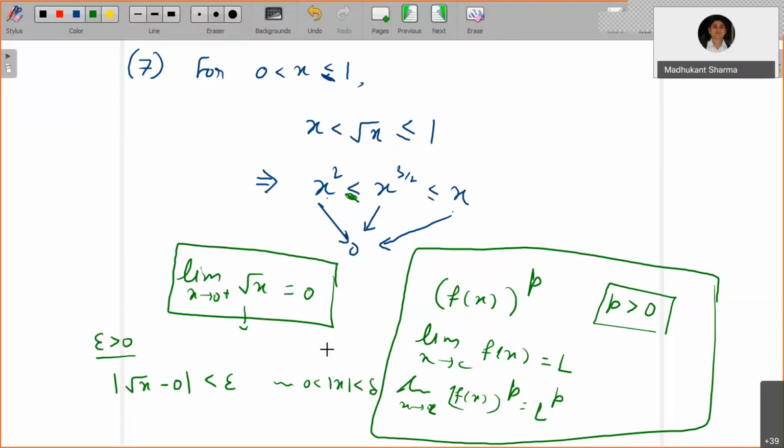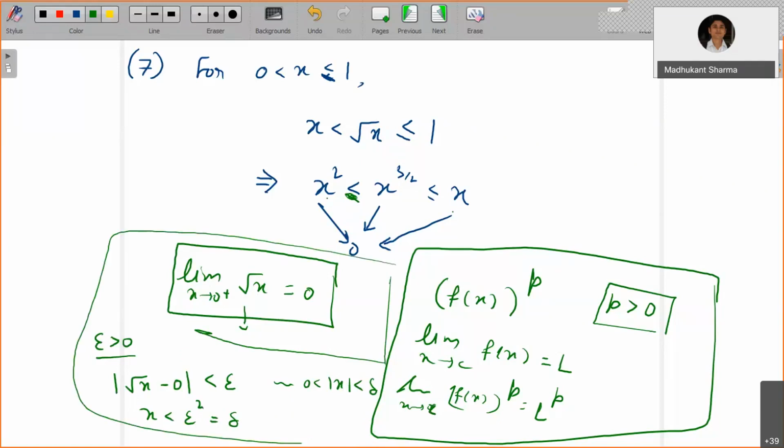So then root x is less than epsilon. Here, you know that if a is less than b, whenever a and b are greater than 0, then a to the power n is less than b to the power n. So then you can take delta as epsilon square. So you can use the epsilon delta definition for establishing this result as well.